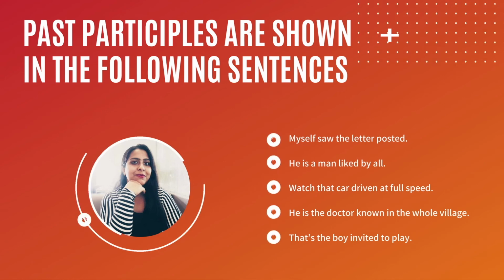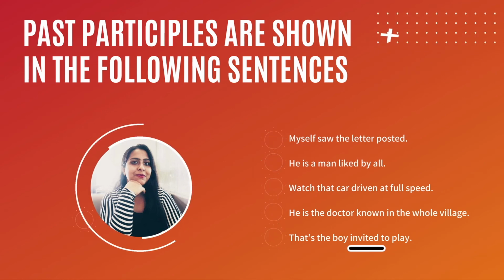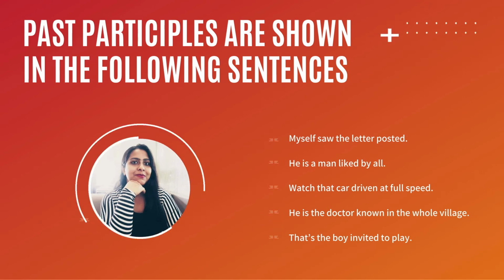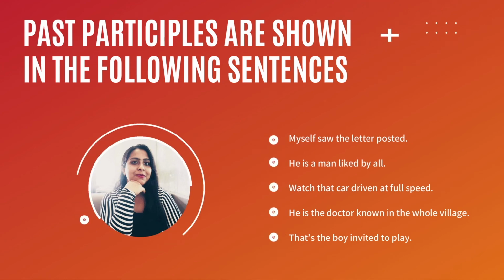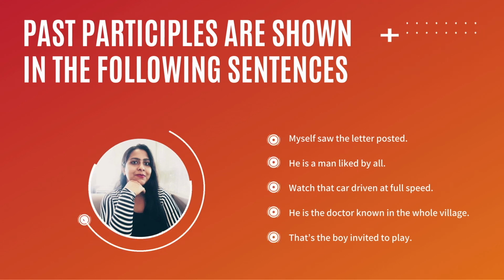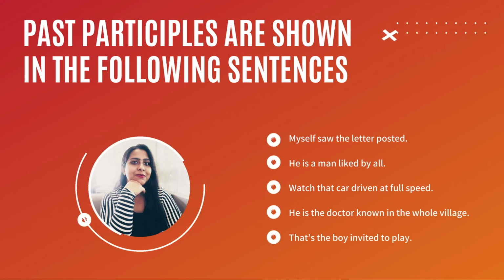That's the boy invited to play. Invite, invited. There were many trees laden with fruits. Some more examples are like, there were many trees laden with fruit. See the trees bent to the ground. Rama is a boy trusted by his friends.